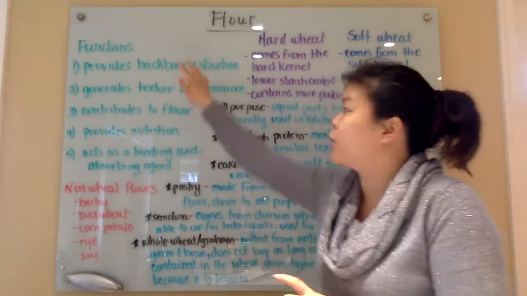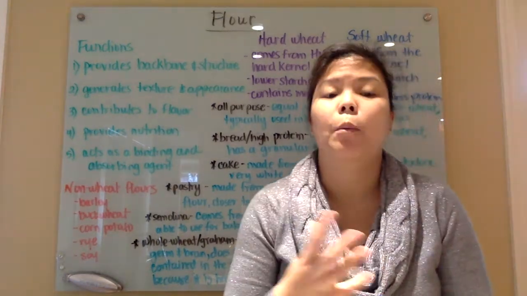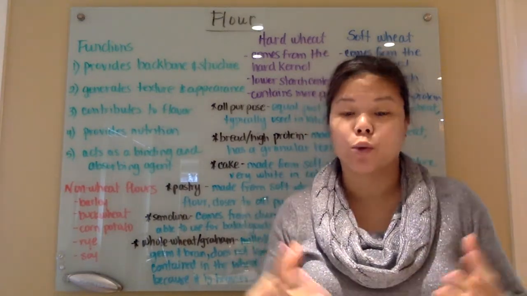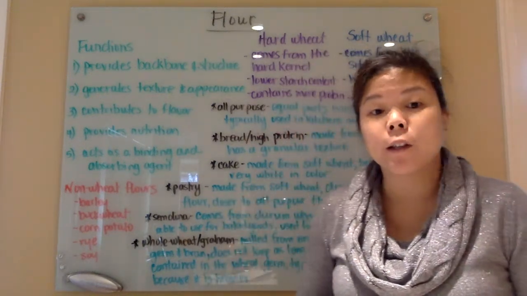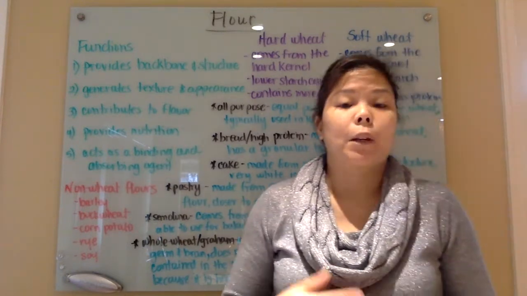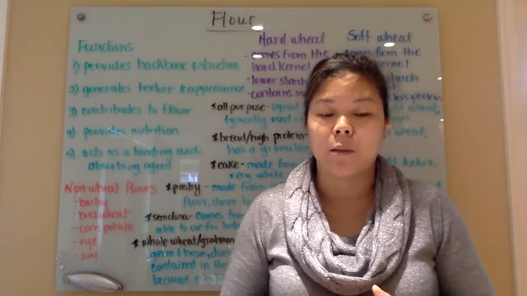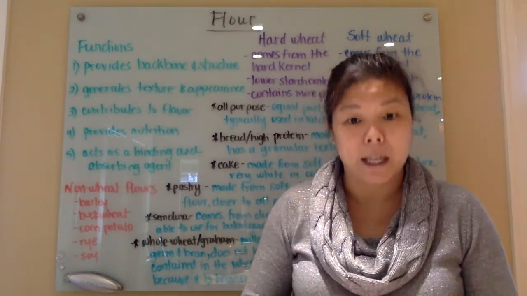So, functions. The main function of flour in baked goods is to provide the backbone and the structure to those baked goods. However, there are some other things that it does for us. It helps to generate the texture and appearance of baked goods. It contributes to the flavor, it provides some nutrition, and it also acts as a binding and absorbing agent.